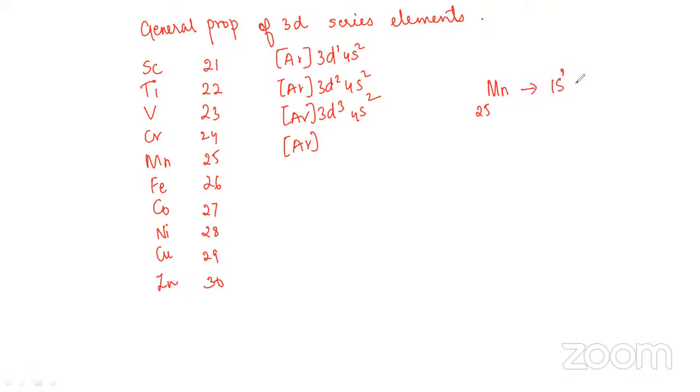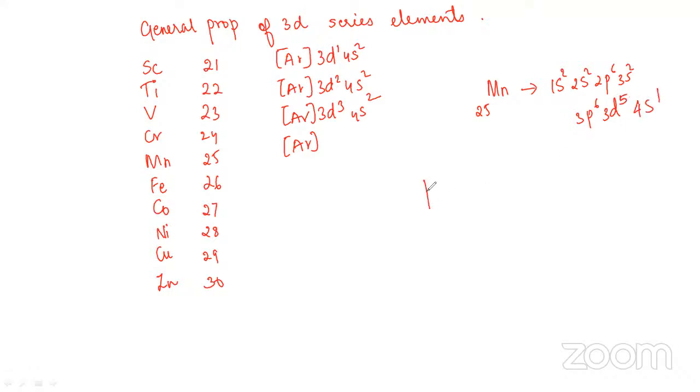Now if I write it like this: 1s2, 2s2, 2p6, 3s2, 3p6. Then 3d. Just see how many we count: 6, 7, 8, 9, 10, 11, 12, 13, 14, 15, 16, 17, 18, then again 19, 20, 21, 22, 23, 24. So I have to fill how many? 6 electrons.